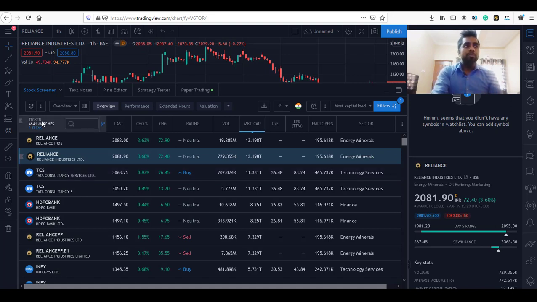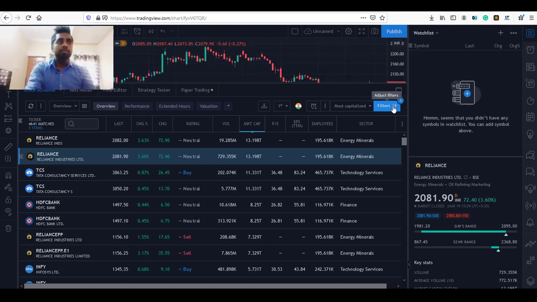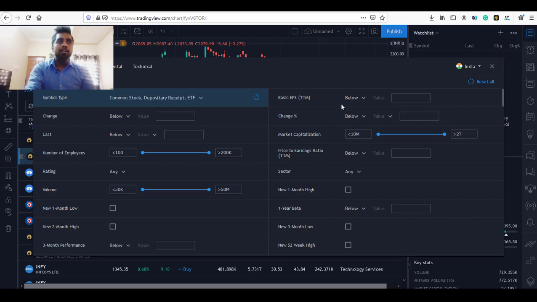On the stock screener, before we do anything, we have to reset the stock screener filters. For now, you can see the filter shows a number, one, which means one filter is on. So we need to disable all the filters. For that, click on the filter and go to Reset all. Once you reset, it will get rid of all the filters that you have.